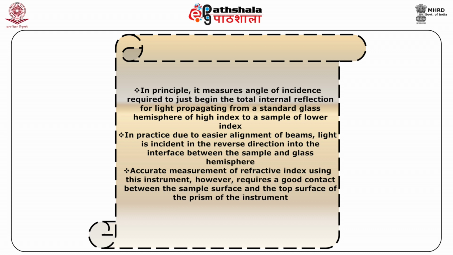In practice, due to easier alignment of the beams, the light is incident in the reverse direction into the interface between the sample and the glass hemisphere. Accurate measurement of refractive index using this instrument, however, requires good contact between the sample surface and the top surface of the prism of the instrument. Dispersion can also be measured by the Abbe refractometer.